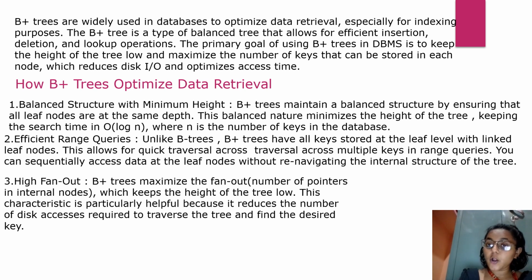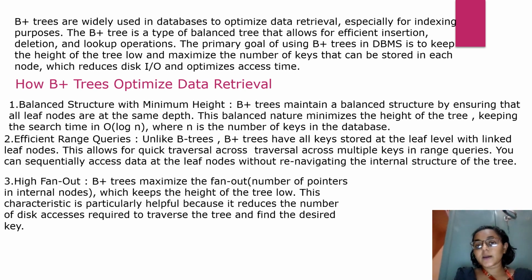The primary goal of using B+ trees in DBMS is to keep the height of the tree low and maximize the number of keys. In DBMS we should reduce the height of the tree and maximize the number of keys that can be stored in each node, which reduces the disk input/output and optimizes access time. It helps to reduce disk I/O and time.